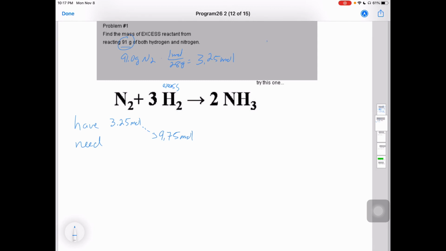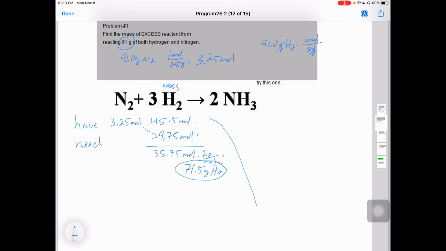Okay, so how much? 91 grams of hydrogen. Convert 1 mole over 2 grams. That's going to be half of 91, 45.5 moles. That's just looking at it. Have minus need. I have more than I need, therefore it's excess. So 45.5 minus 9.75 is 35.75 moles. And I'll go ahead and convert it to grams, which is going to be 71.5 grams of excess hydrogen.